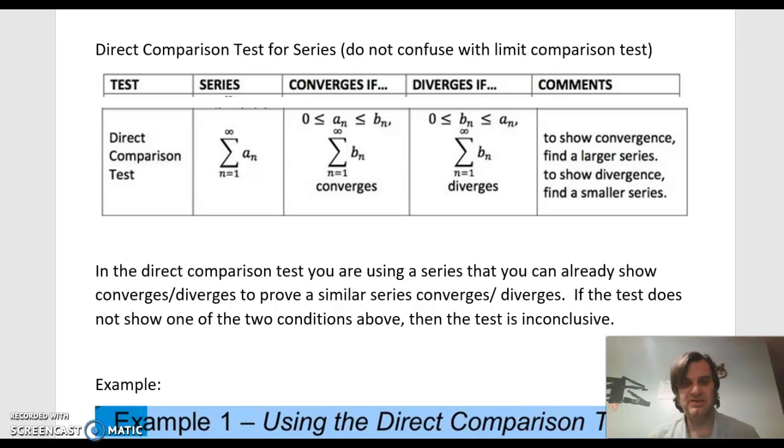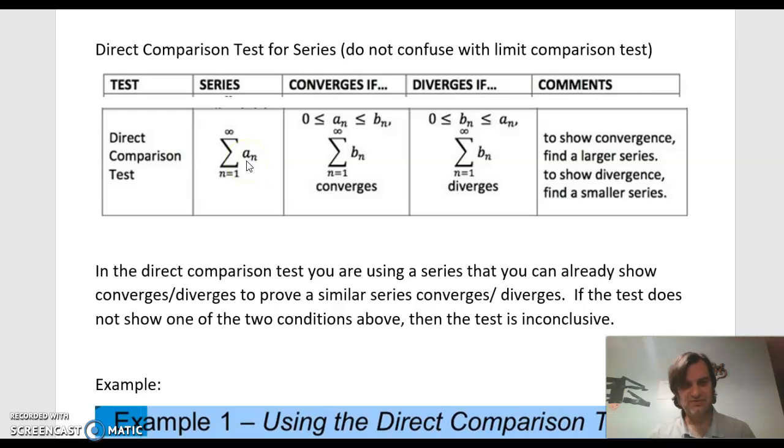But basically what the comparison test does is it lets us take a series that we don't know what's going on with and compare it to something that we do know. So basically, if I made up a series, I might be able to compare it to a p-series or a geometric series or something that I could prove with the integral test and then come to a conclusion based off of whether or not the other one converges or diverges. So let's run through the rule here.